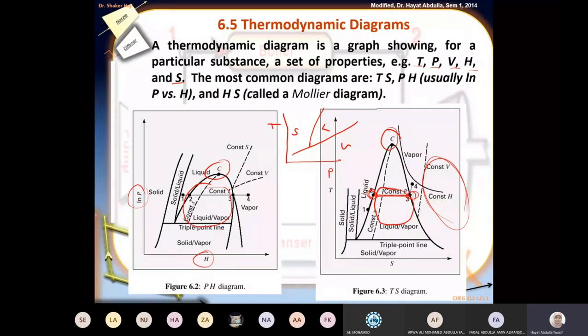It means the temperature here is higher than the actual temperature, which is the saturated temperature at that pressure. So when the temperature exceeds the saturated temperature, then this will be the superheated. So that's with regard to the PH diagram and the TS diagram.